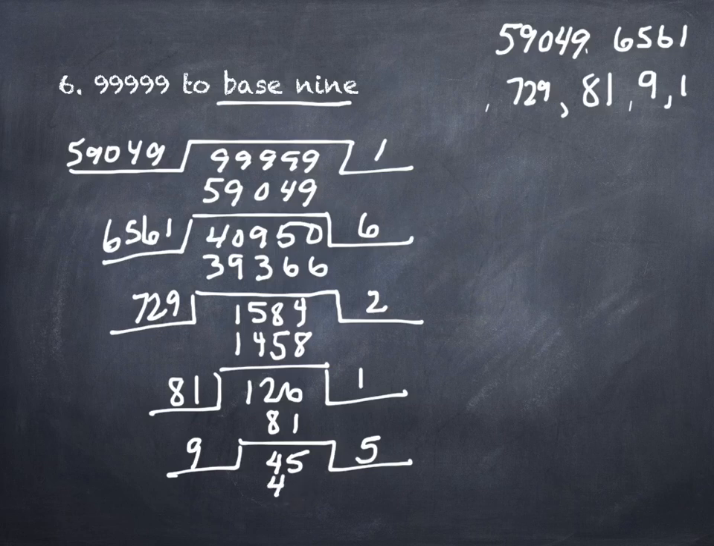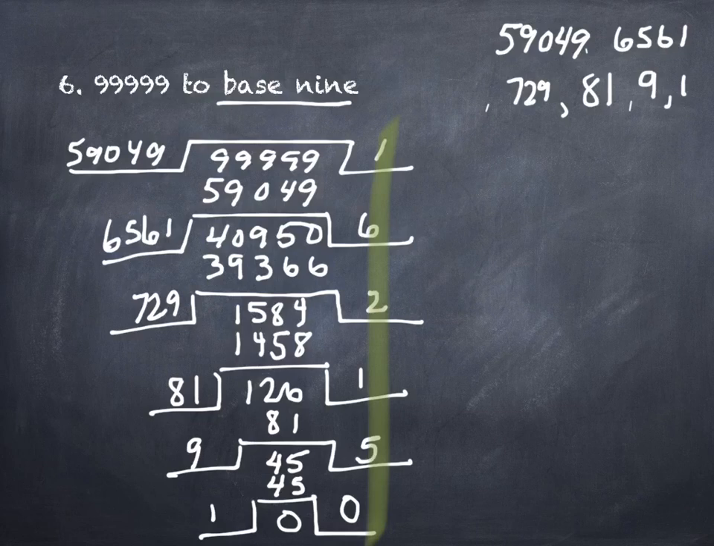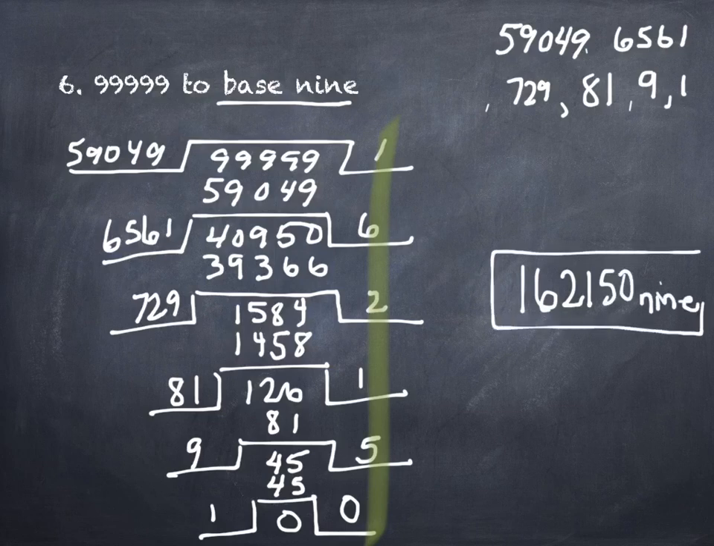But again, don't get too quick to say you're done. You're not done until you divide by 1. And 1 will clearly go into 0 times. But you still need it. It's part of your solution. There are 0 1s in this problem. So your solution is 162,150 base 9.